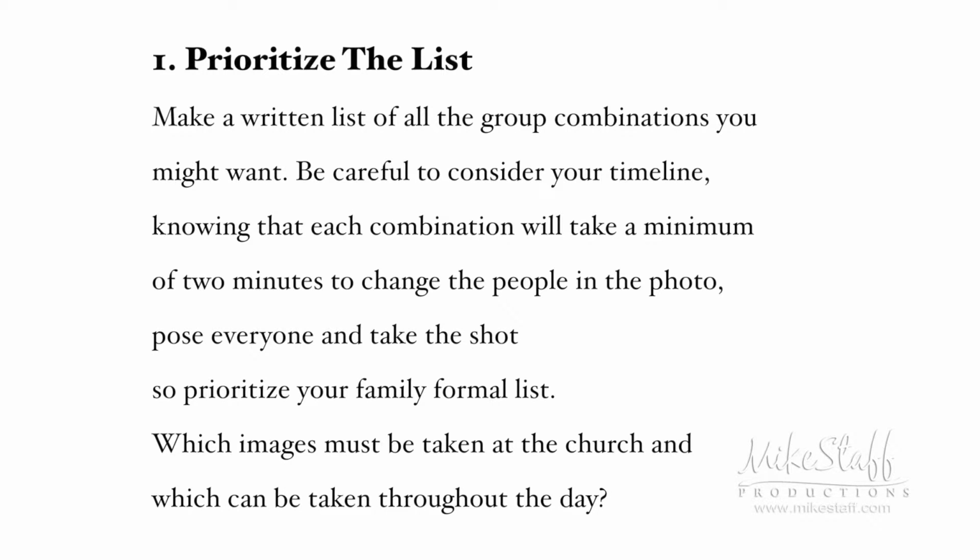Number 1, prioritize the list. Make a written list of all the group combinations you might want. Be careful to consider your timeline, knowing that each combination will take a minimum of 2 minutes to change the people in the photo, pose everyone, and take the shot. So prioritize your family formal list. Which images must be taken at the church, and which ones must be taken throughout the day?